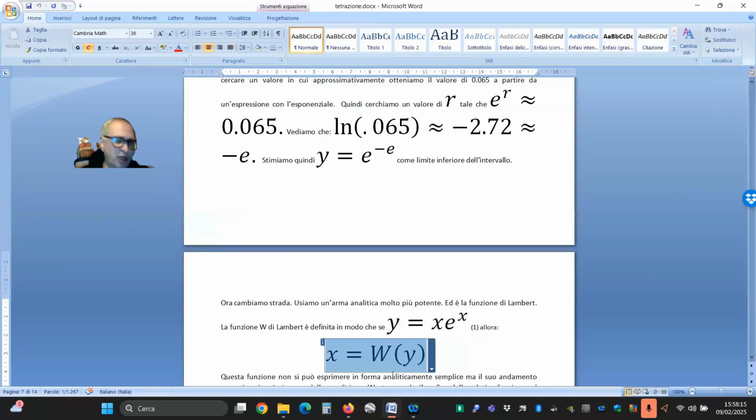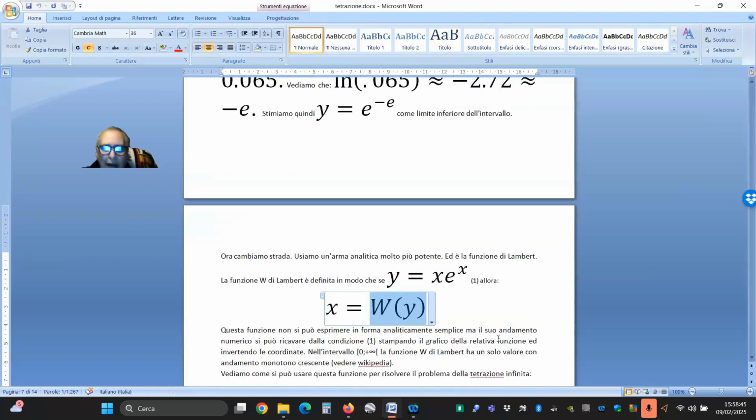This too is a bit strange because we don't have a simple analytical form to express this function. We know, however, that if this expression is valid, then we can define x as the Lambert function of y. Obviously, this helps us a lot because we can very well, as usual, draw the graph and calculate this function from a numerical point of view.